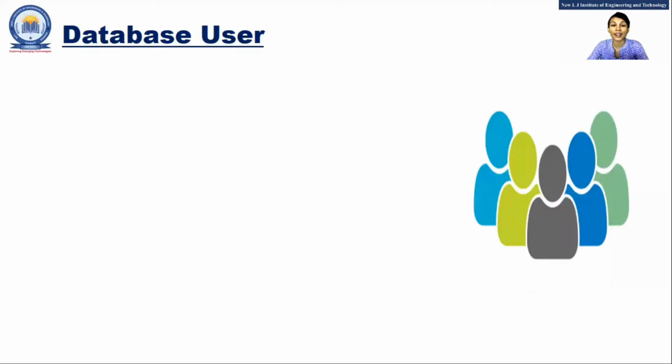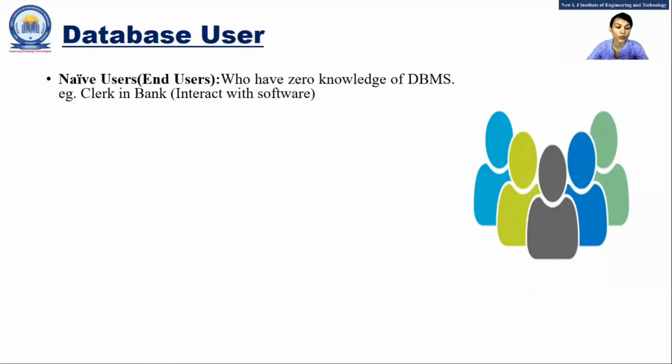Now there are different types of database users. Generally there are four types of database users. The first one is the naive user or end user. These users do not have any knowledge about the database. I have given the example of a clerk in a bank. A clerk does not have any details about what a database management system is, what the tables are, and how to give relationships between tables. All the clerk does is just use the software and interact with it. So these kinds of users are known as naive users.